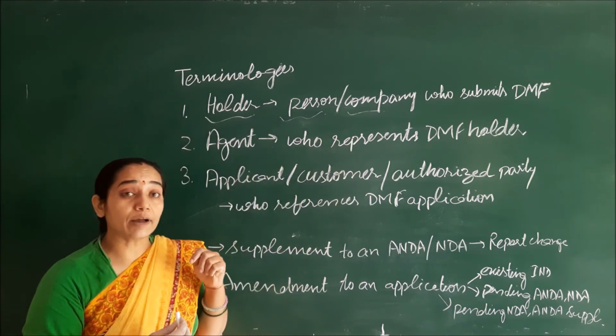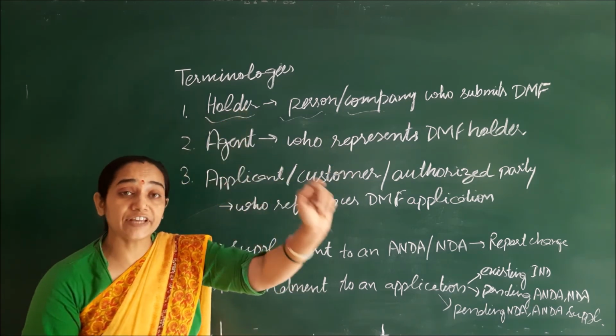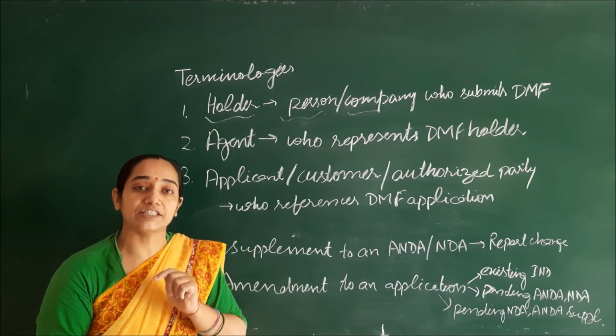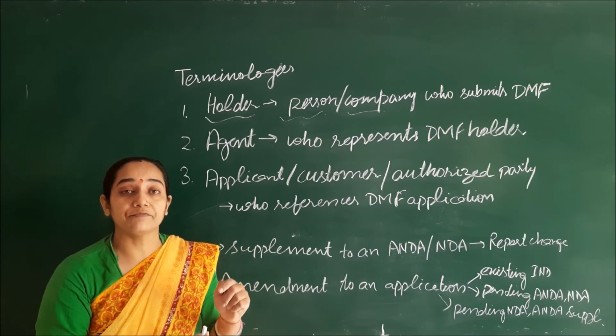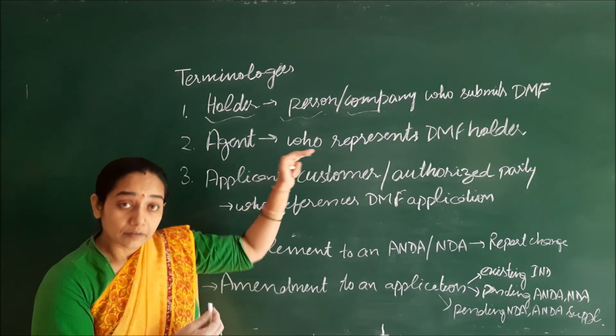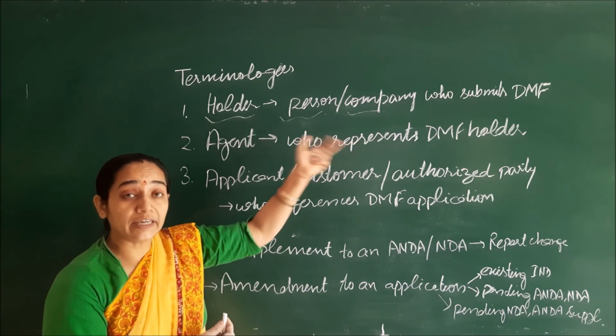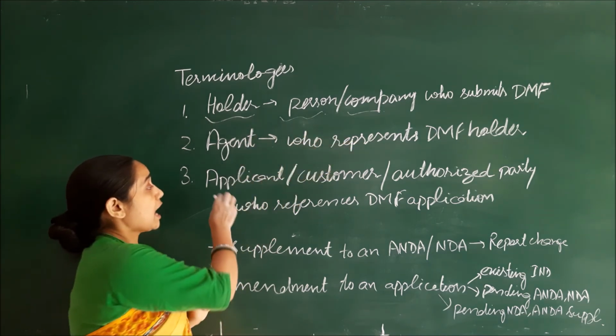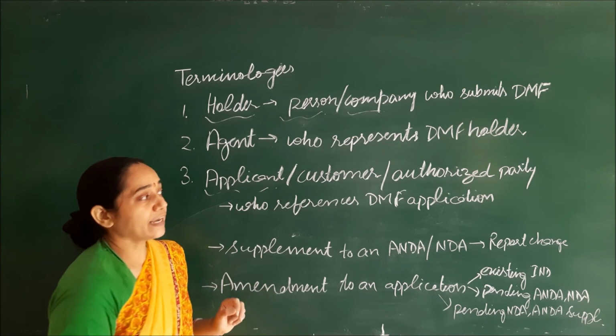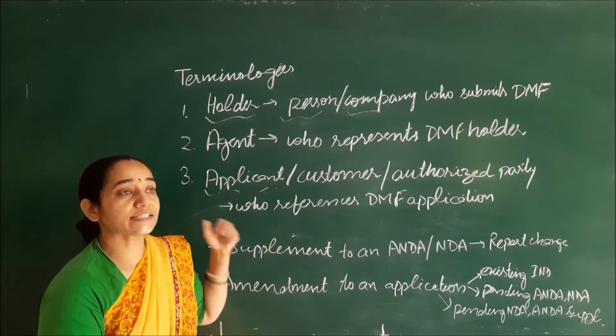Then FDA will not communicate with the holder. FDA will directly communicate with the agent if they require particular information or a particular thing regarding the DMF. Now, the applicant. The applicant will be the person who is applying.